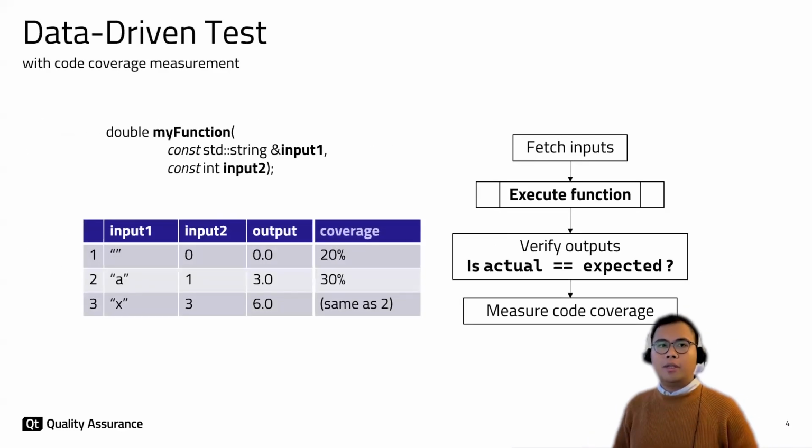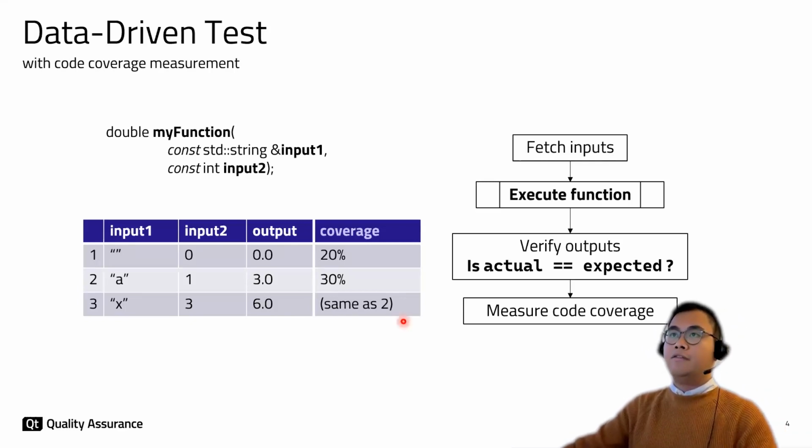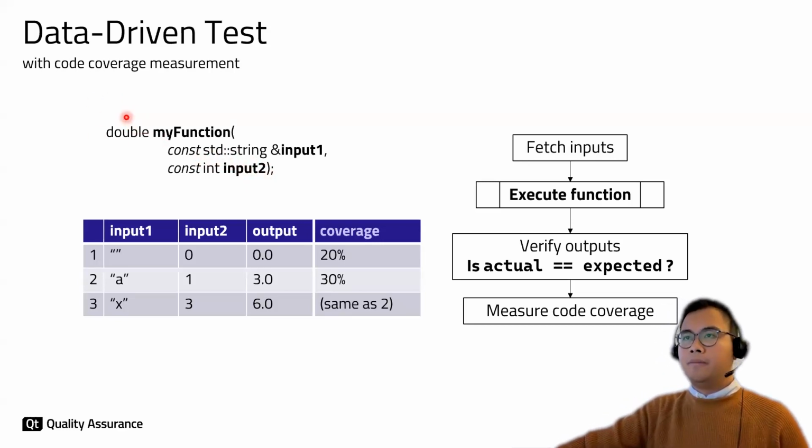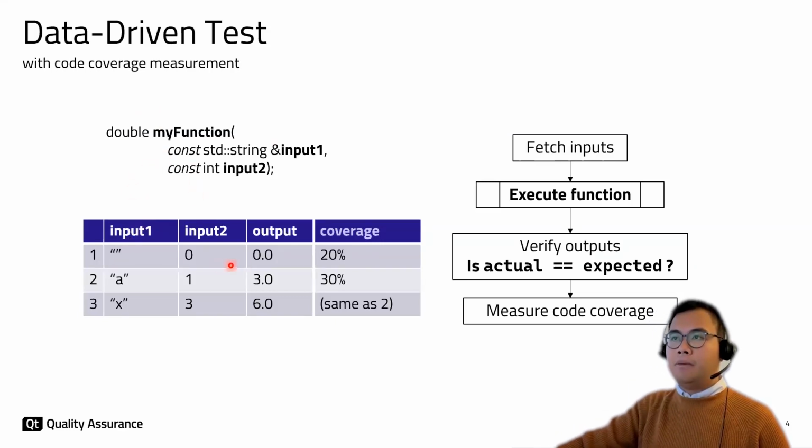So let's first recall what a data-driven test looks like. We have here, for example, a function that has an input parameter that is a string and another input parameter that is an integer, and it has an output parameter that could be a double. And we provide with this a table of possible inputs together with the expected outputs. And we can have several rows in that table.